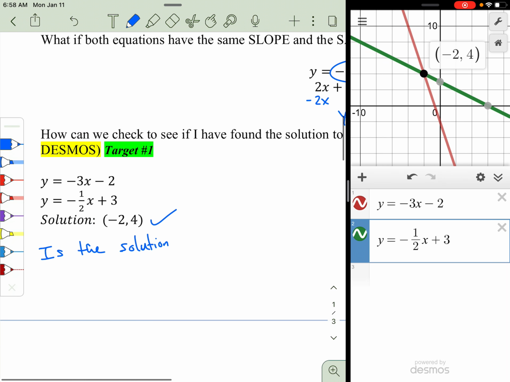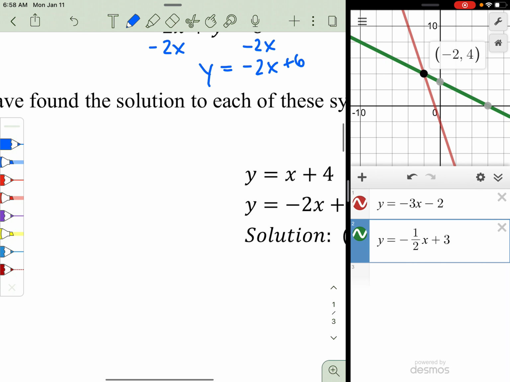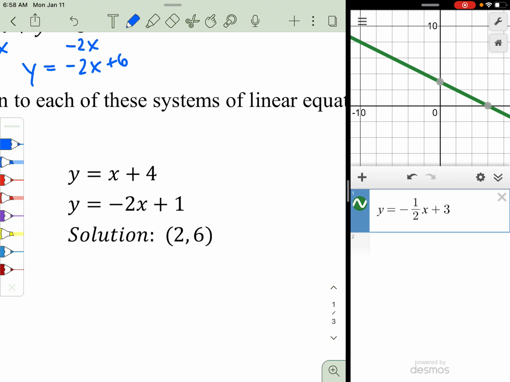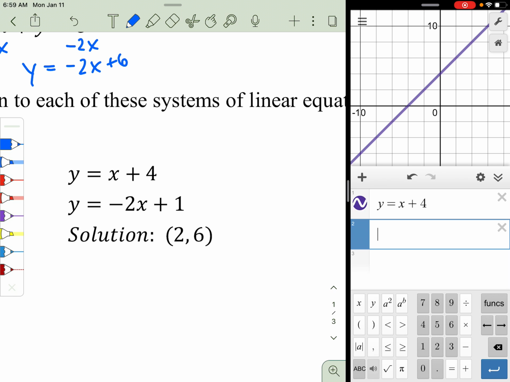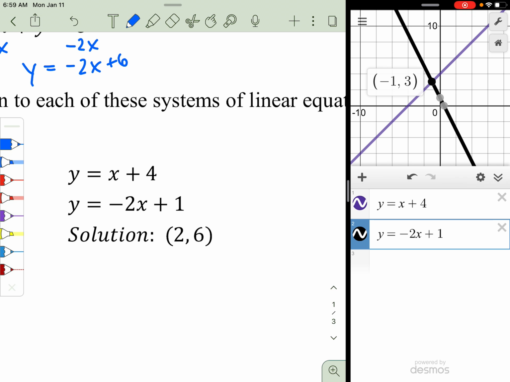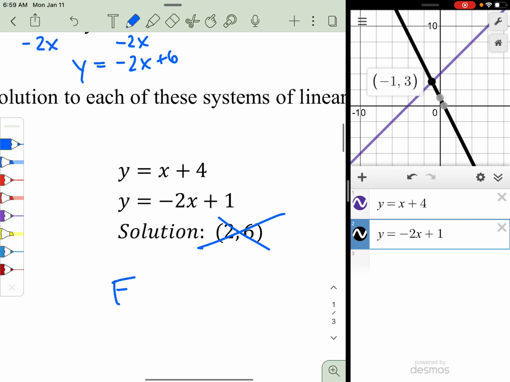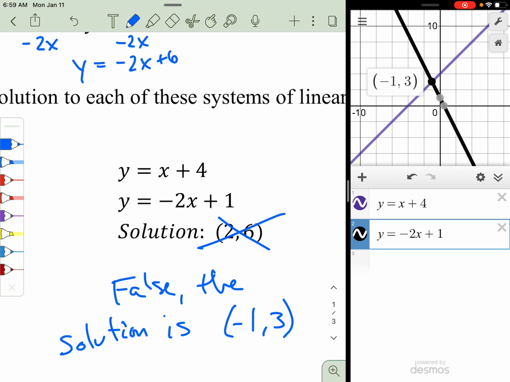Okay, so how do you check it? Well, graph them and see if that's the correct solution. Same way here. y equals x plus 4, and y equals negative 2x plus 1. Okay, here's our solution. The solution says 2, 6. That is not correct. The solution, don't mind my handwriting here, is negative 1, 3.